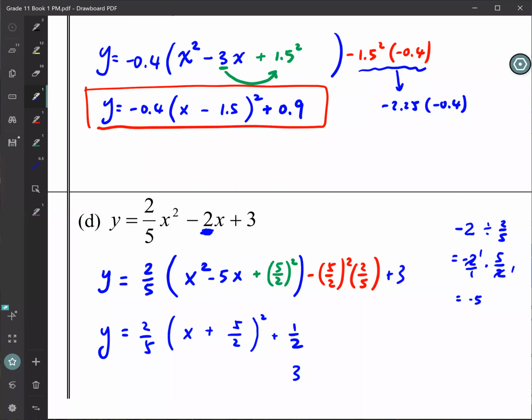Chris, how about you? There's a little mistake though. A little thing. I got the same as Ivy. Same? Okay. Can anyone see any mistake here? There's one little mistake. Is it -5/2? Yes, very good.